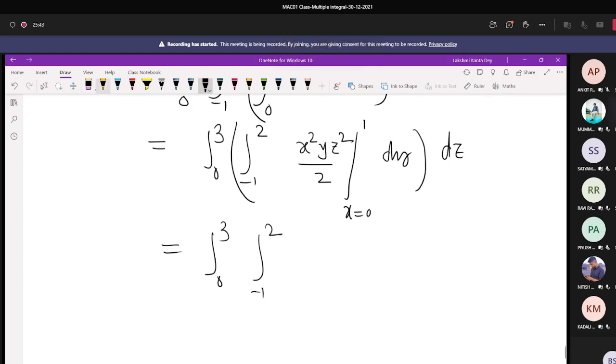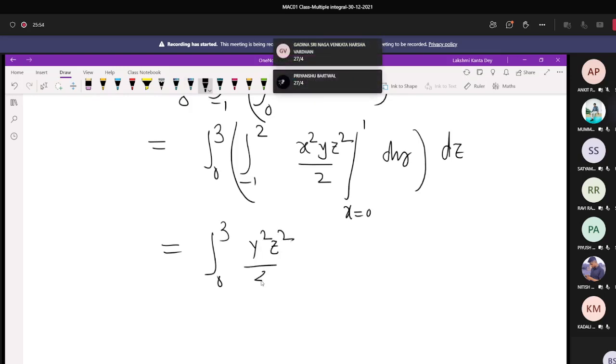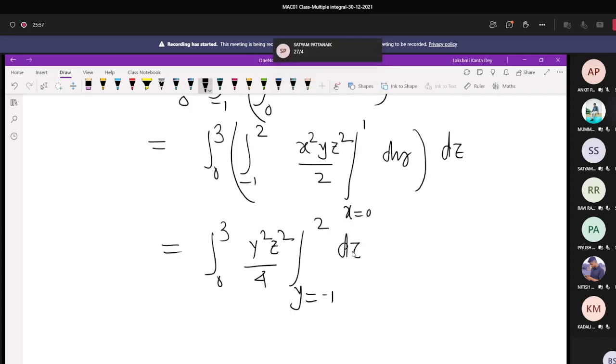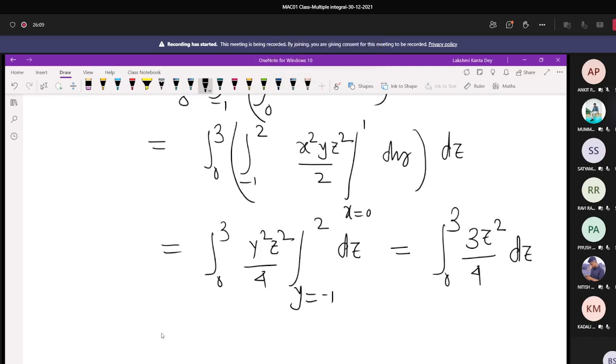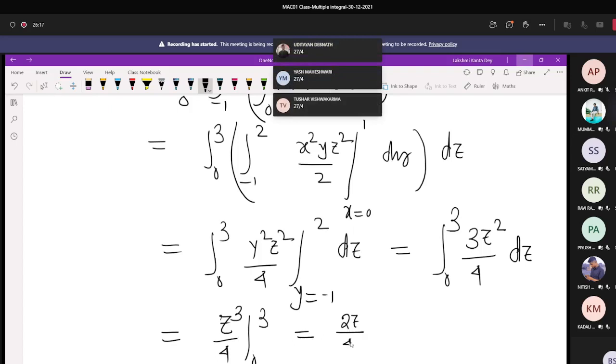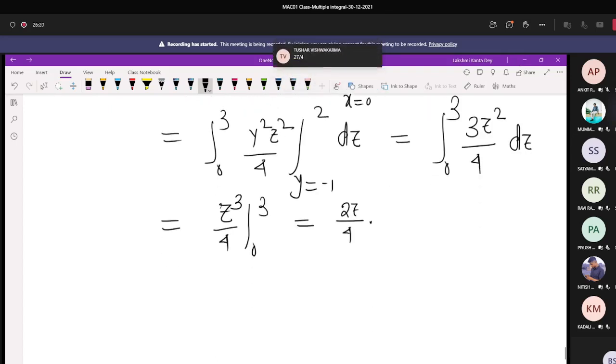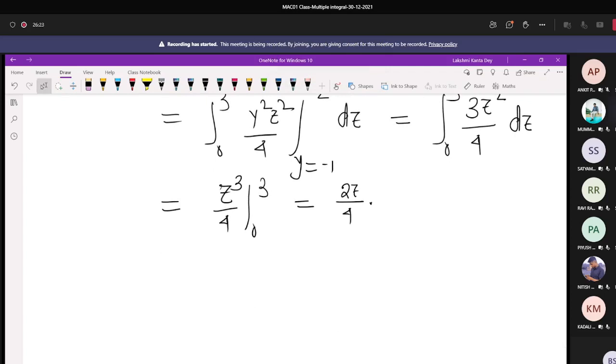Okay, so I can give one step jump here. It's very easy. This will be y squared z squared by 4, with y from -1 to 2, dz. Ultimately, this will be 0 to 3 of 3 z squared by 4 dz. And this will be z cubed by 4, from 0 to 3. So ultimately it is 27 by 4. Okay, so all of you understand, this is simple.